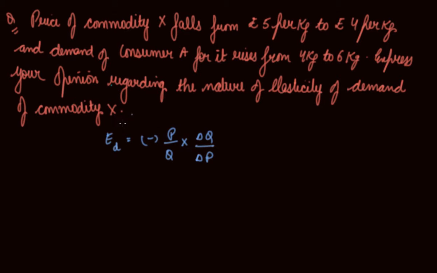So from the given information we have to find out these values so that we can solve our question. See, price of X falls from rupees 5 per kg to rupees 4 per kg, which means the initial price was rupees 5, the new price is rupees 4, which means change in price is 4 minus 5, which is equal to minus 1, right?